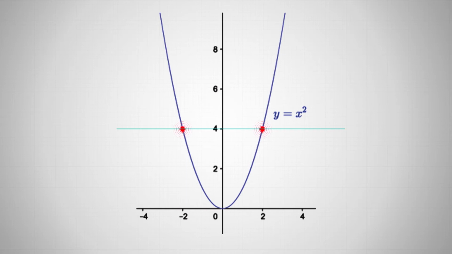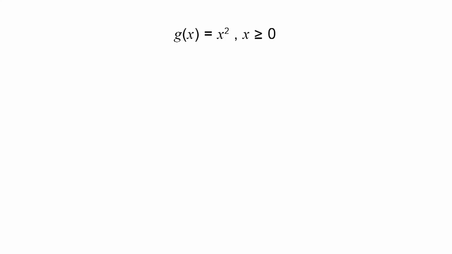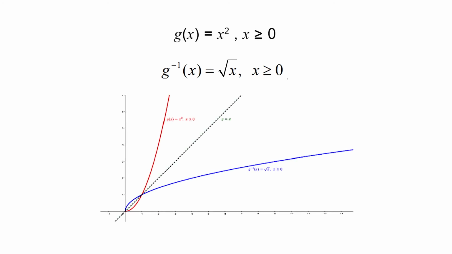If we restrict the domain of the function to the set D of non-negative real numbers, then g(x) equals x squared with x greater than or equal to 0 is invertible as its graph passes the horizontal line test. Its inverse is the square root function given by g inverse of x equals root x with x greater than or equal to 0.